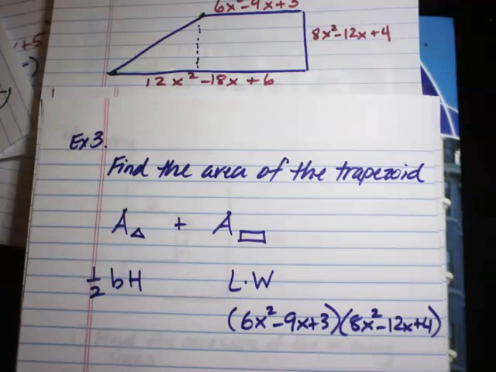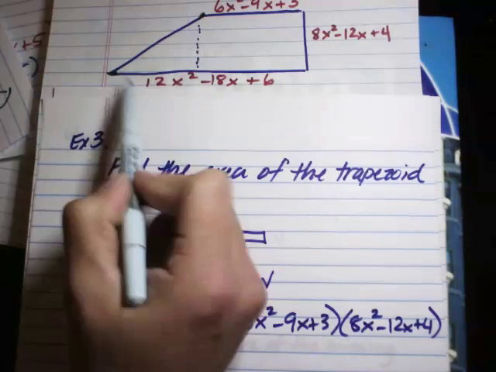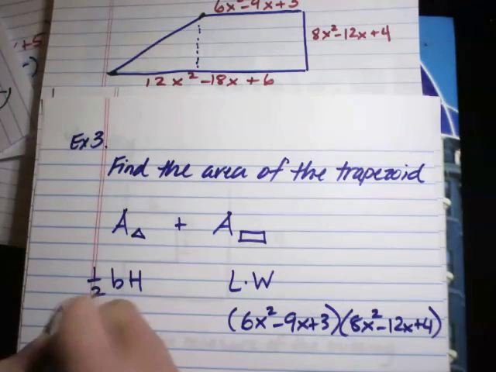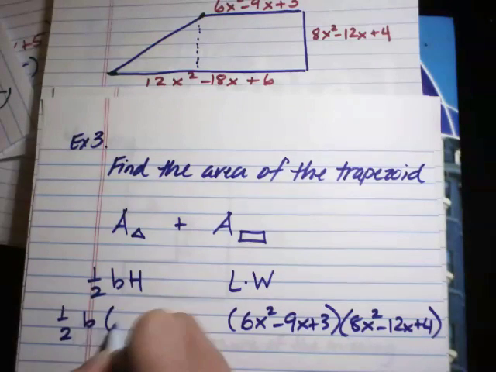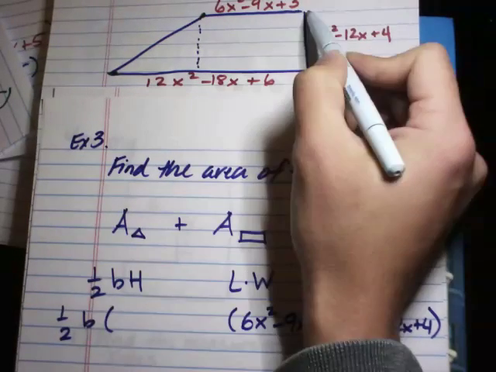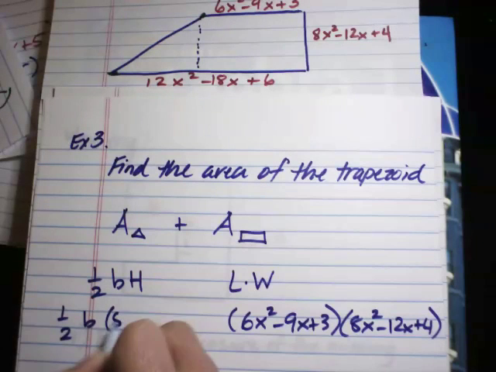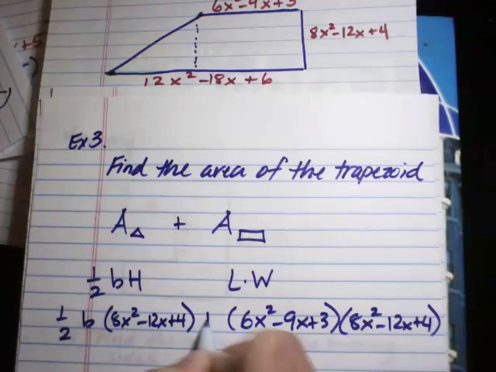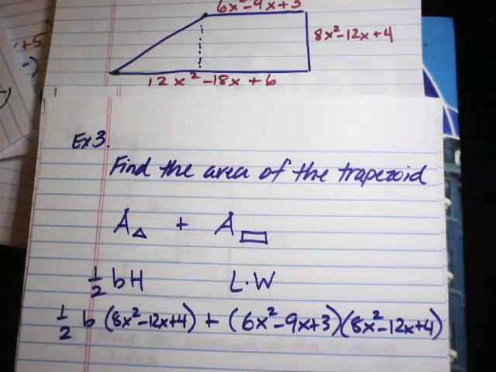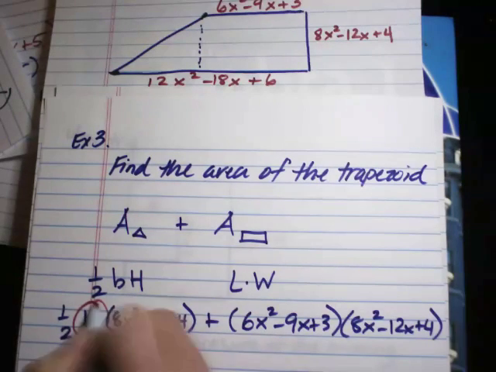What we don't know here, and let's take a look again, well, we do know the height, but we don't know what the base is. So so far we can fill in the height here, which is the same distance as the height here, so you have 8x squared minus 12x plus 4. We're going to add these together. But before we do that, we need to figure out what the base is. Okay, so here's our base.